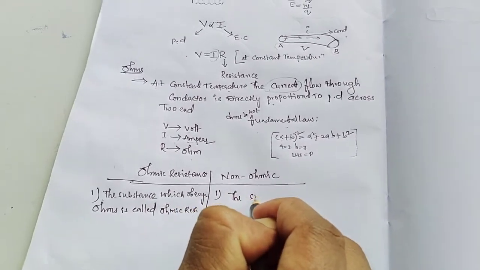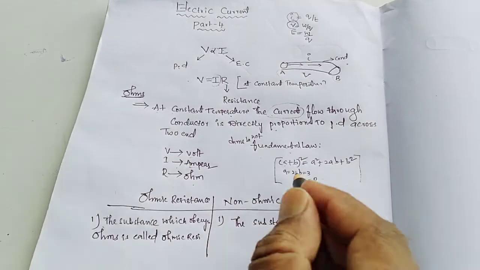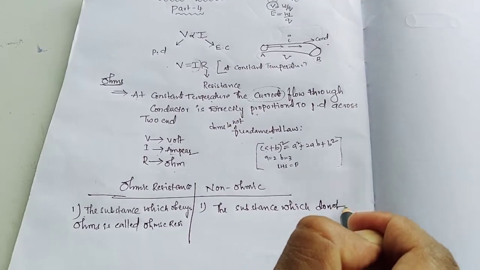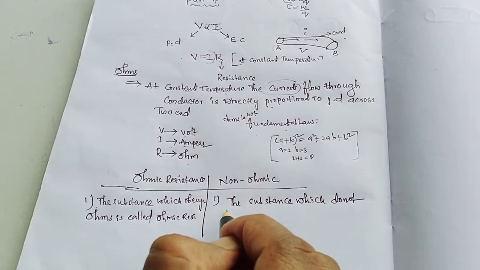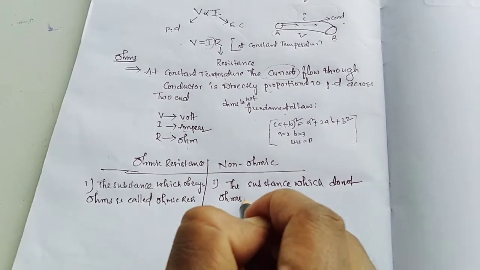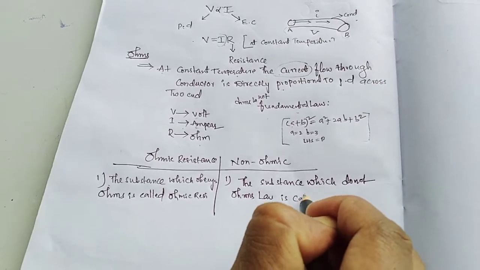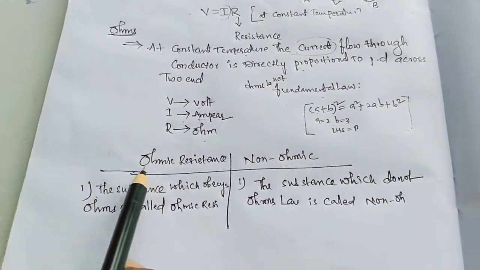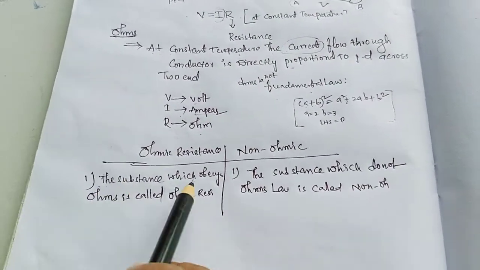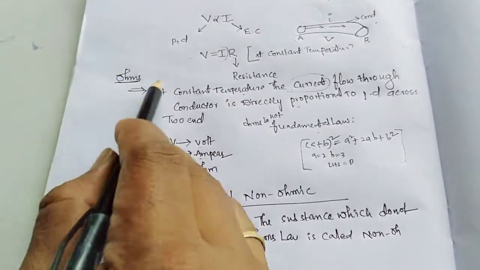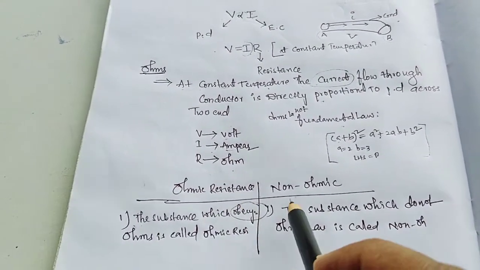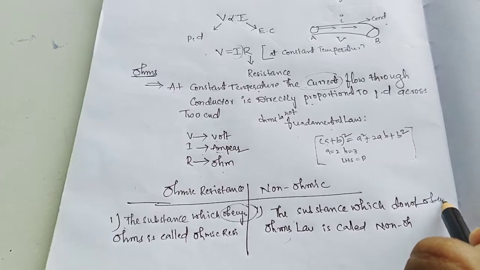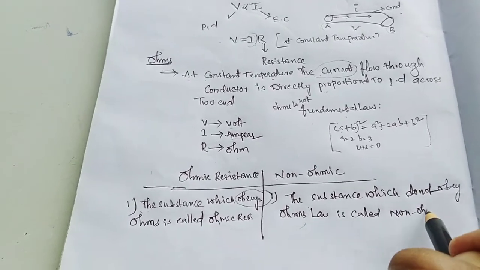The substance which does not follow Ohm's law is called non-ohmic resistance. So what are ohmic resistance and non-ohmic resistance? The substance which obeys Ohm's law is called ohmic resistance. The substance which does not obey Ohm's law is called non-ohmic resistance.